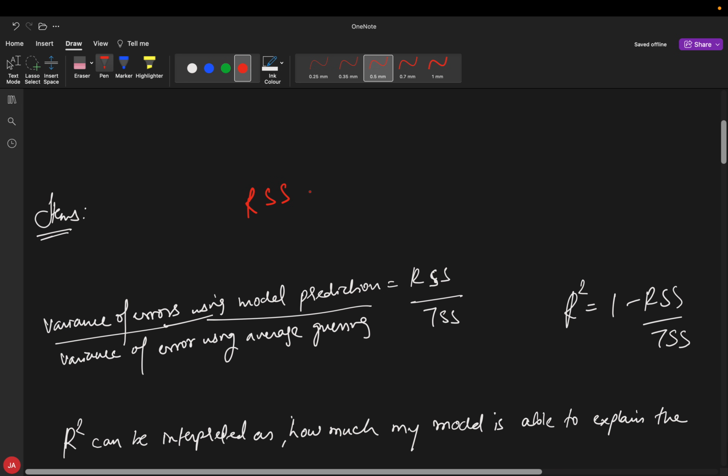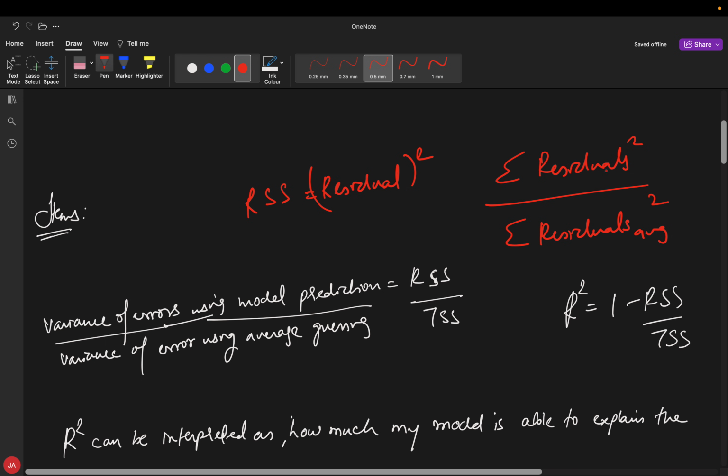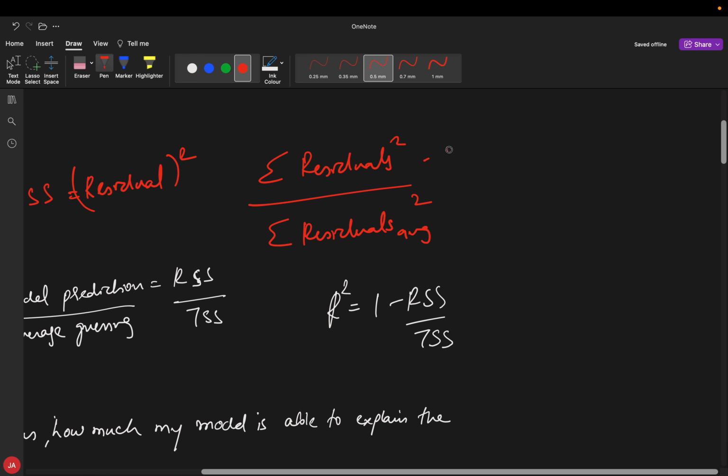So residual sum of squares: all the residuals, we square them and take a sum of the squared residuals, and the residuals when we do the average guessing, we square them too. So this ratio is between the residuals of my model's predictions divided by the residuals of the average guessing.